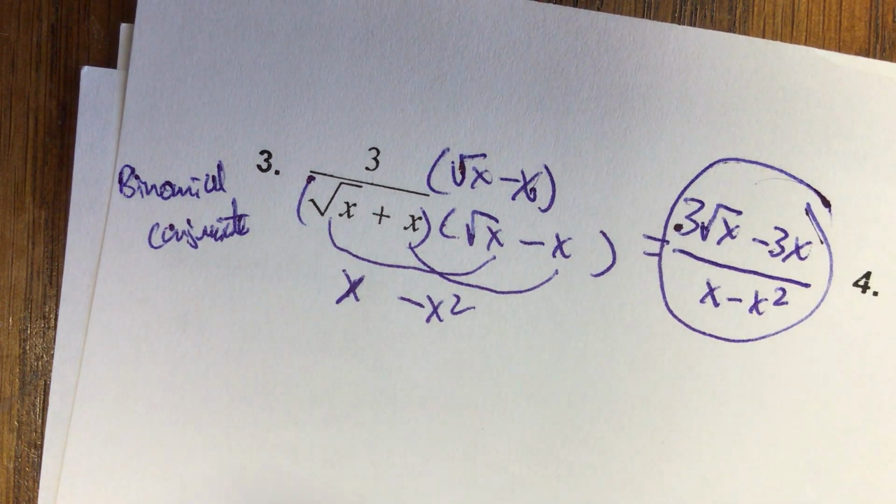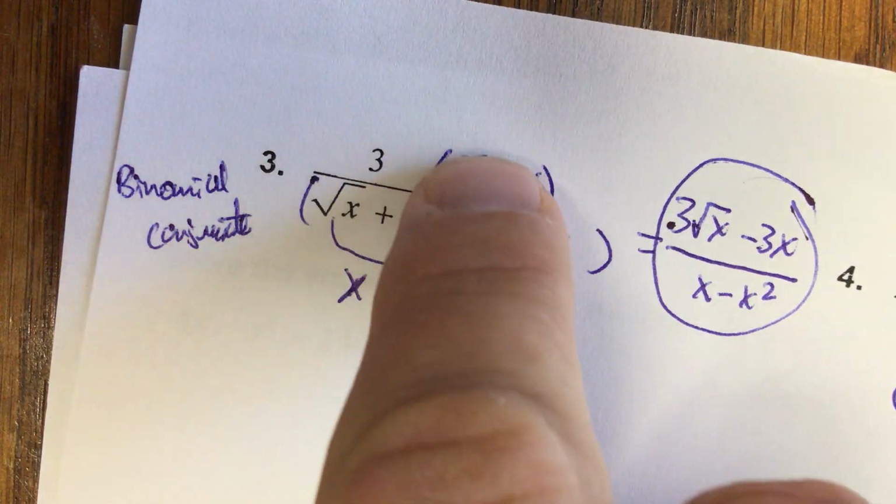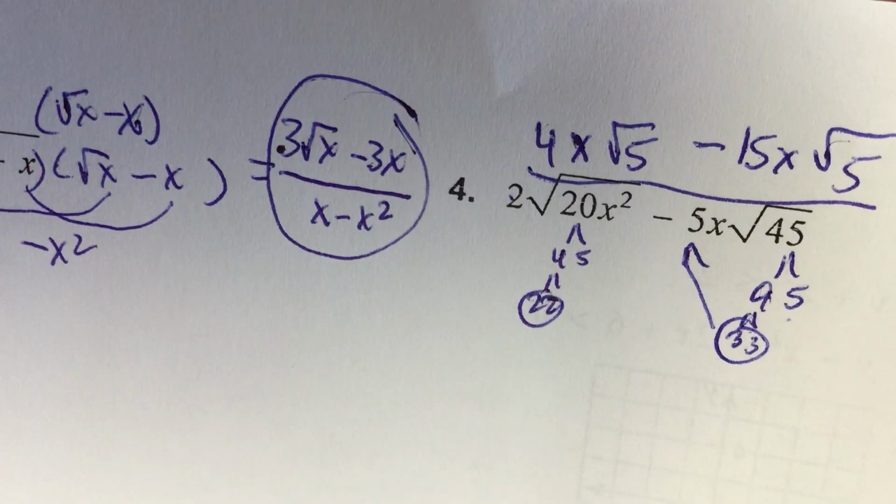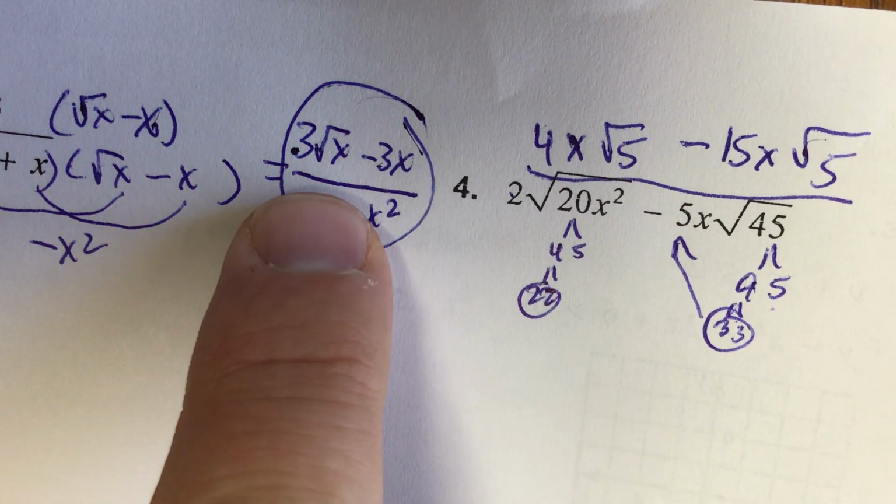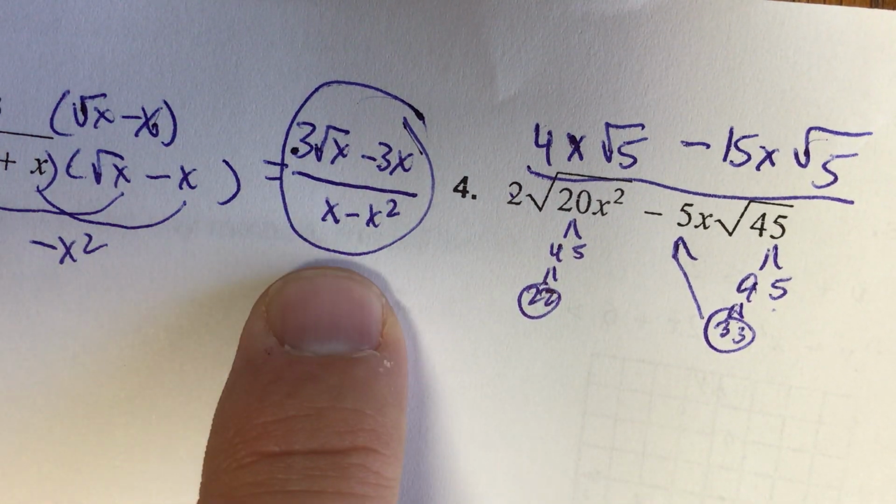Then I have to multiply out the top, so I'm just distributing that 3 through the top, which will give me 3 square roots of x minus 3x, all over x minus x squared on the bottom.